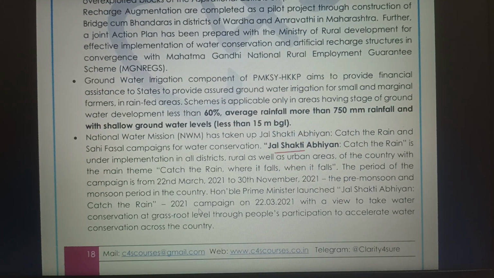Next, this is an important scheme that we will study in the current perspective also, because the theme changes year to year. National Water Mission has taken up Jal Shakti Abhiyan, Catch the Rain and Sahi Fasal campaign for water conservation. When we solve the MCQs, when I give you the revision test after the class is over, I will be giving you new things from the recent or current dimensions, like what the theme is right now, so that you will enjoy solving those questions.